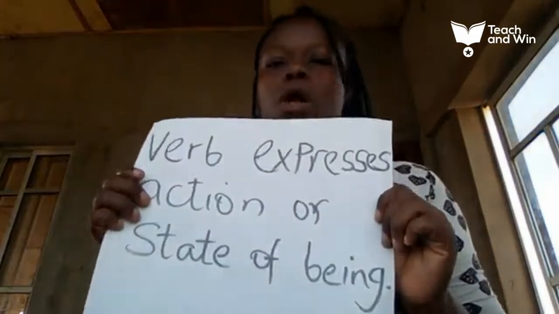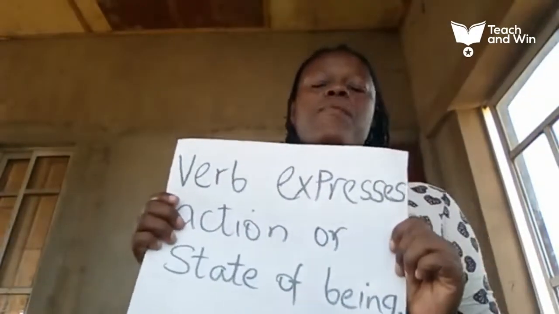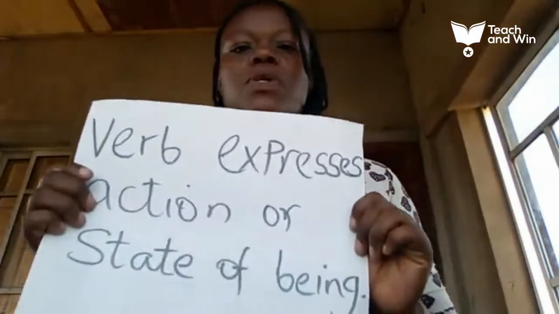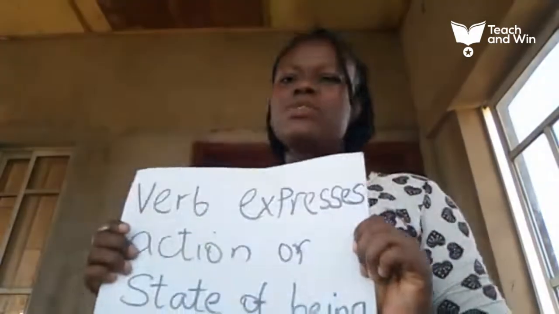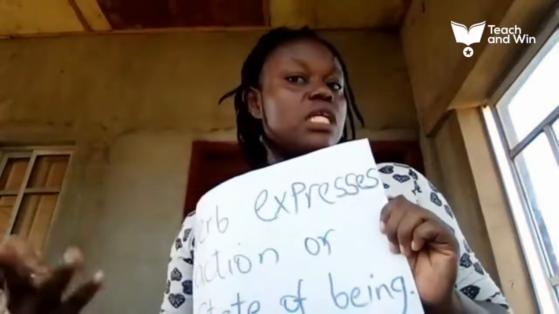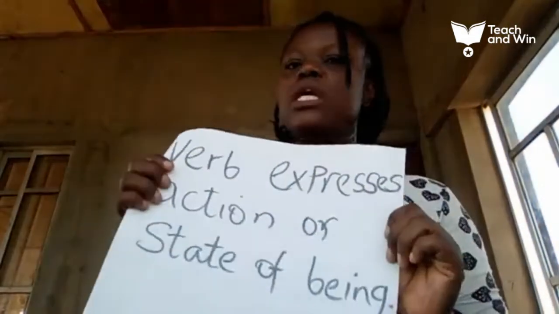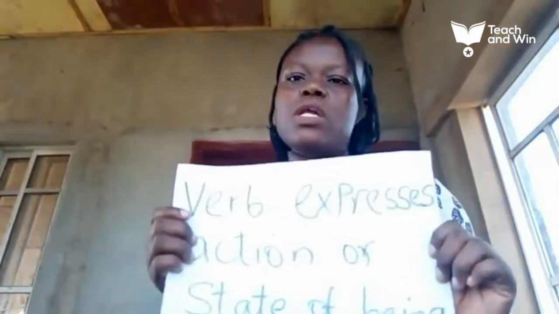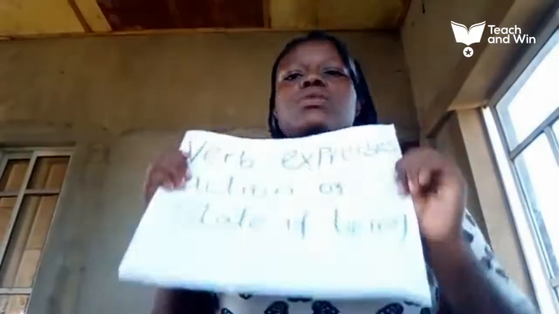Now, what are state of being verbs? State of being verbs are verbs that are immobile. They don't move. They cannot be performed. You can actually experience them, but you cannot carry them out. You cannot perform them. You cannot do them.